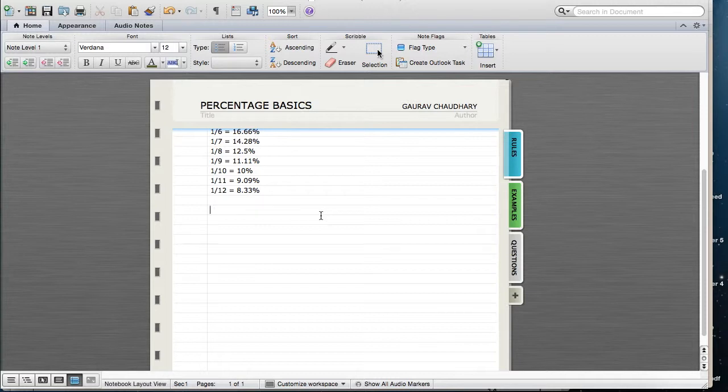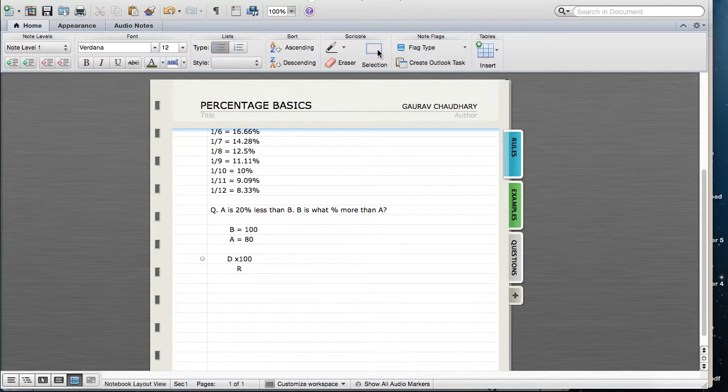If the question says A is 20% less than B, so B is what percent more than A? Just the opposite. So suppose B is 100 and A is 20% less, so A is equal to 80. The first method, we'll use the formula difference into 100 upon reference.